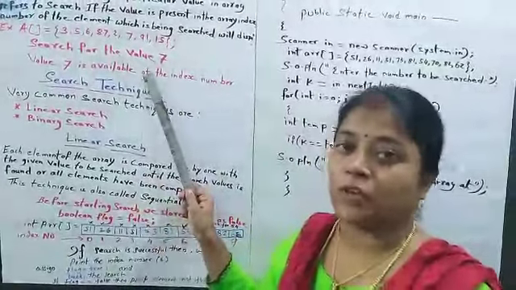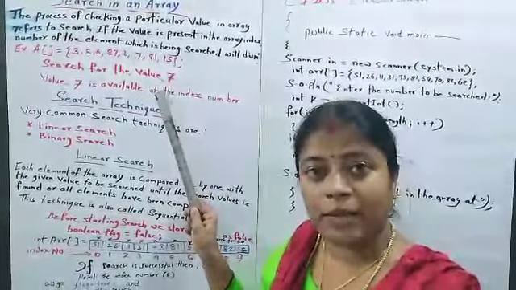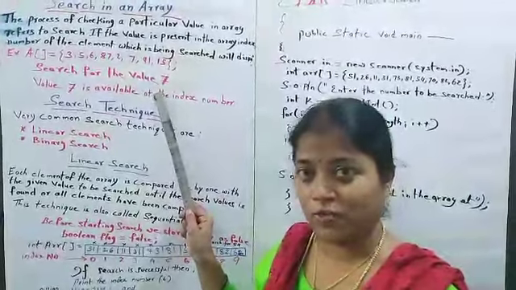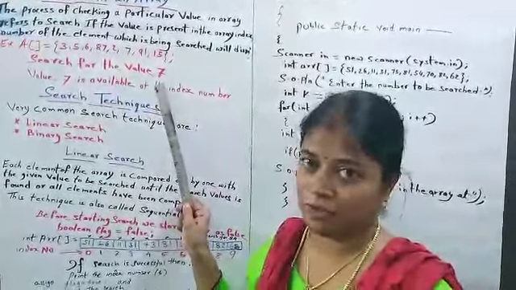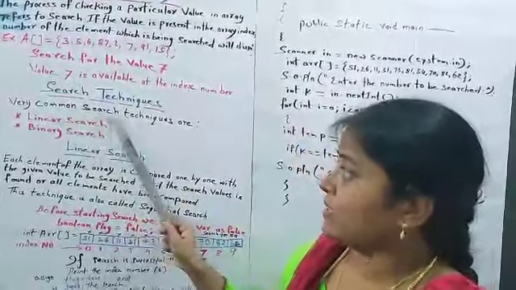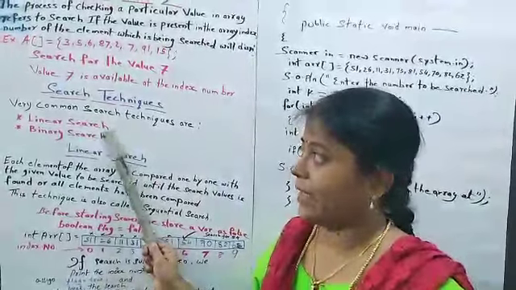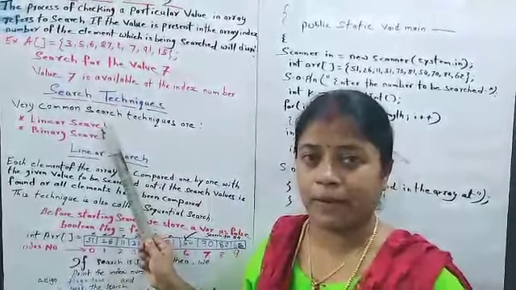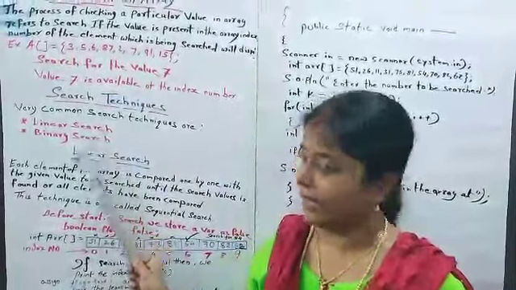Any number you have to search for in the elements. If that element is not present, we say that the search was unsuccessful, otherwise the search was successful. Very common search techniques are linear search and binary search. Linear search is very simple, but binary search is more difficult. First we will discuss linear search.